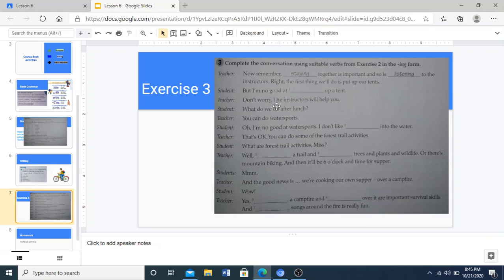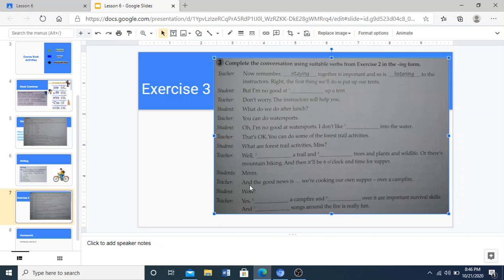Teacher: Don't worry, the instructors will help you. Student: What do we do after lunch? Teacher: You can do water sports. Student: Oh, I'm not good at water sports. I don't like dash into the water. Teacher: That's okay. You can do some of the forest trail activities. Student: What are forest trail activities, miss? Teacher: Well, dash a trail and dash trees and plants and wildlife. Or there's mountain biking and then it'll be 6 o'clock and time for supper.